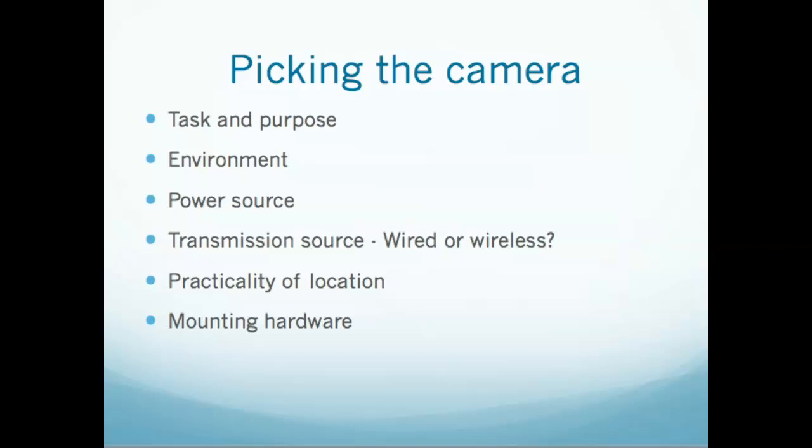Where's the camera going to go? You're going to look at power sources. There are different ways to power cameras, and that's pretty important, actually. The transmission source: are you going to wire the camera or use wireless transmission? The practicality of the location. You may have a place you want to mount a camera, but the camera may not be very favorable in that particular location, and you may need to move it. So there's some practicality here to talk about. And then mounting hardware, really important, especially when it comes to the cost of ownership, which we'll describe in just a bit.